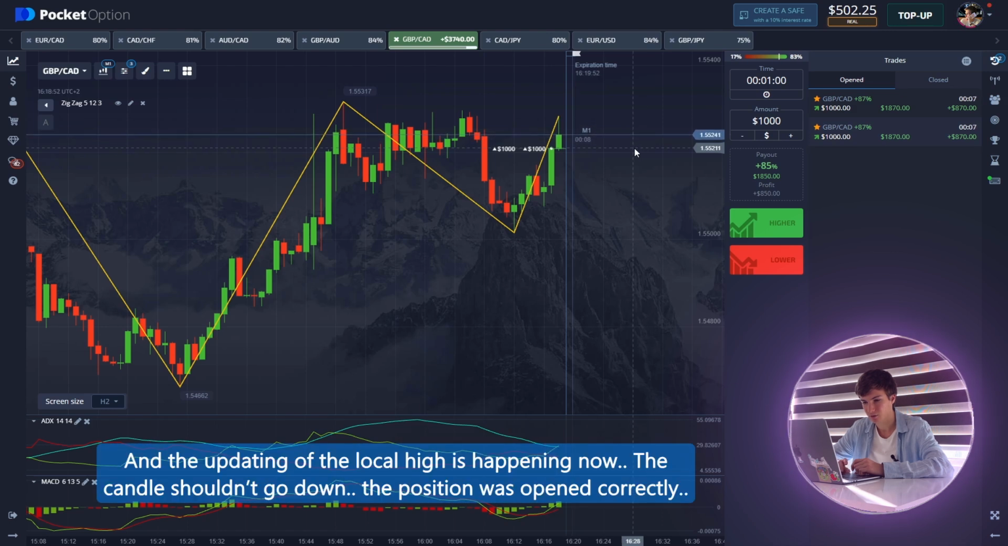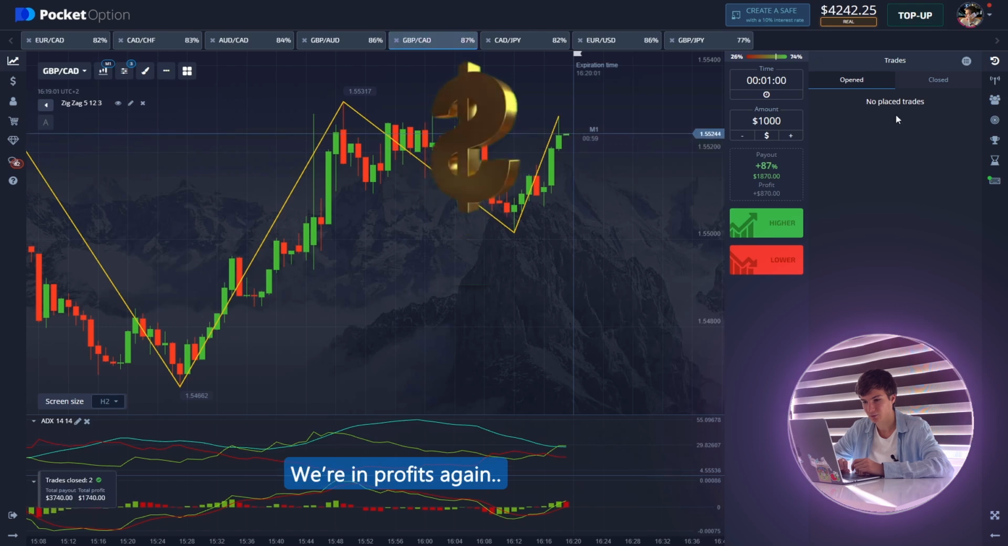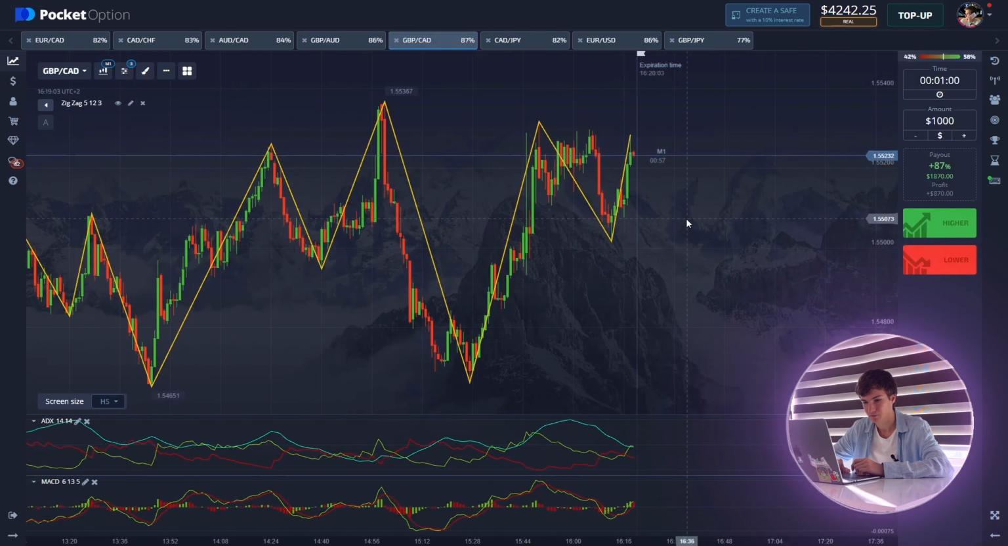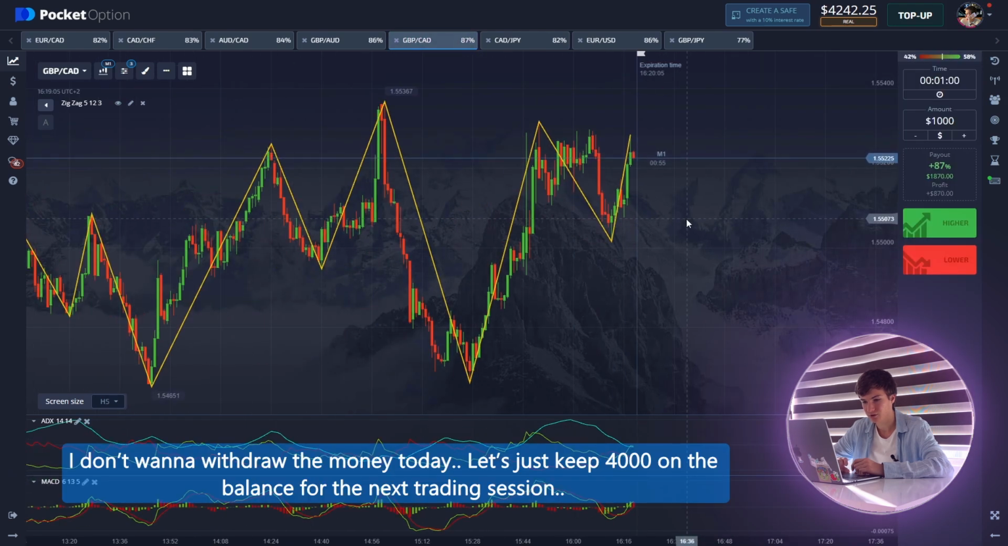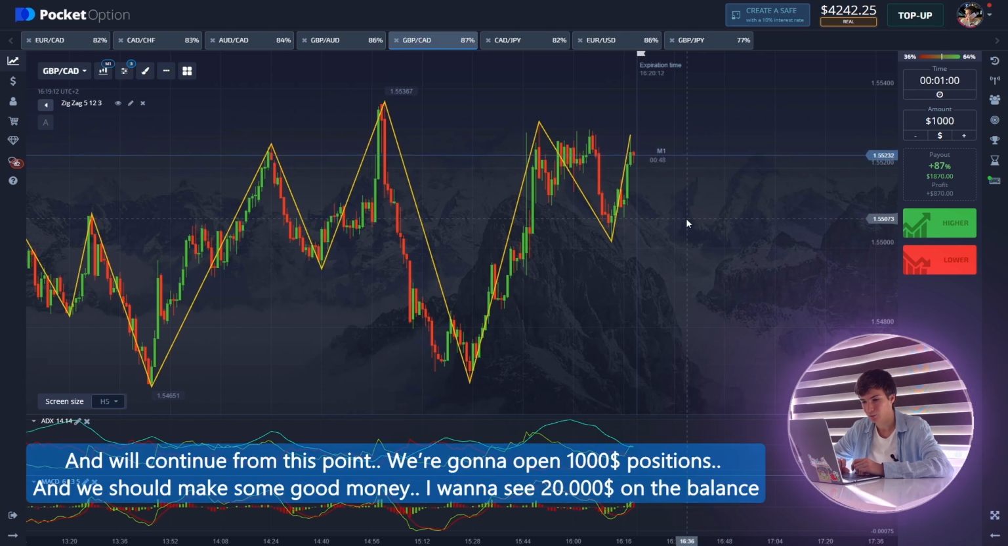And the local high has been updated now. The candle shouldn't go down, and the position was opened correctly. And yep, we are in profits, guys. I don't want to withdraw the money today. Let's just keep $4,000 on the balance for the next trading session, and we'll continue from this point. We are gonna open $1,000 positions, and we should make some good money.